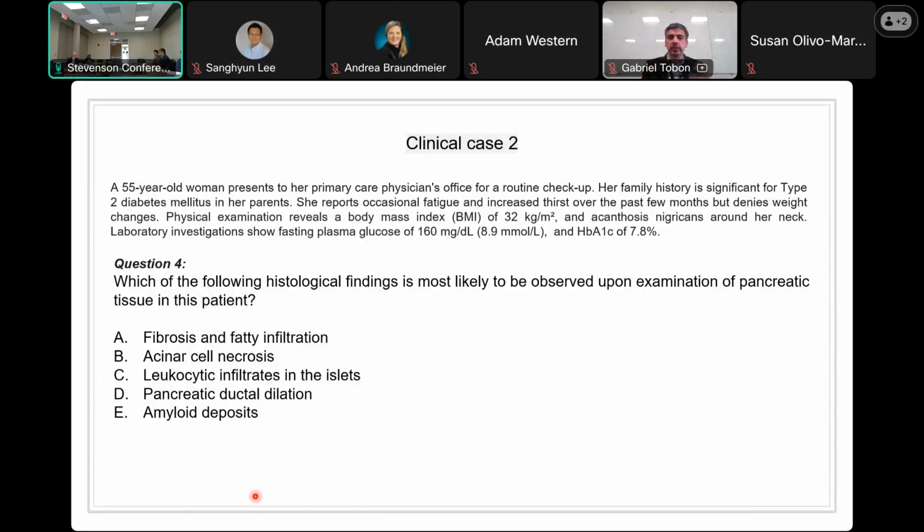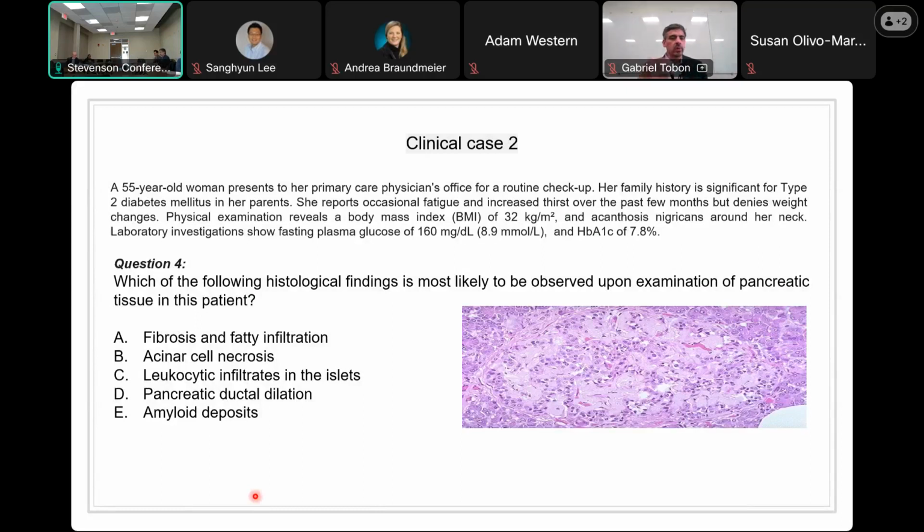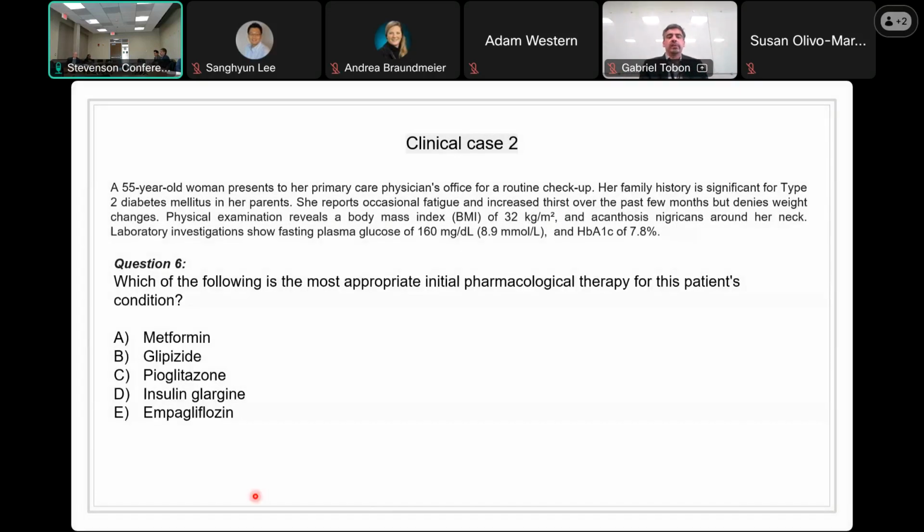And we have options here. They can answer the amyloid deposits, always showing the figures or pictures to remember the pathology and which type of acute complication. So we have 5 questions just based on one single case. Then we can move to the pharmacology aspects.